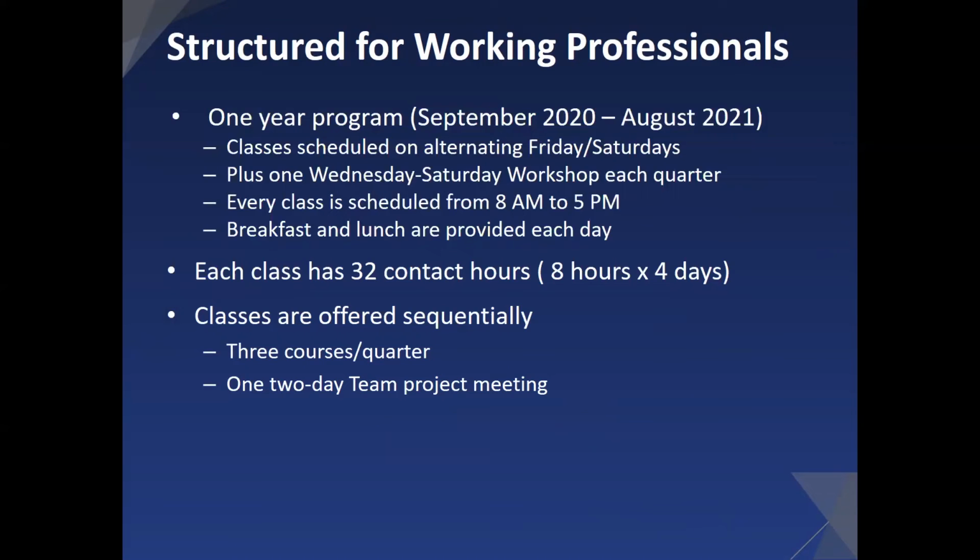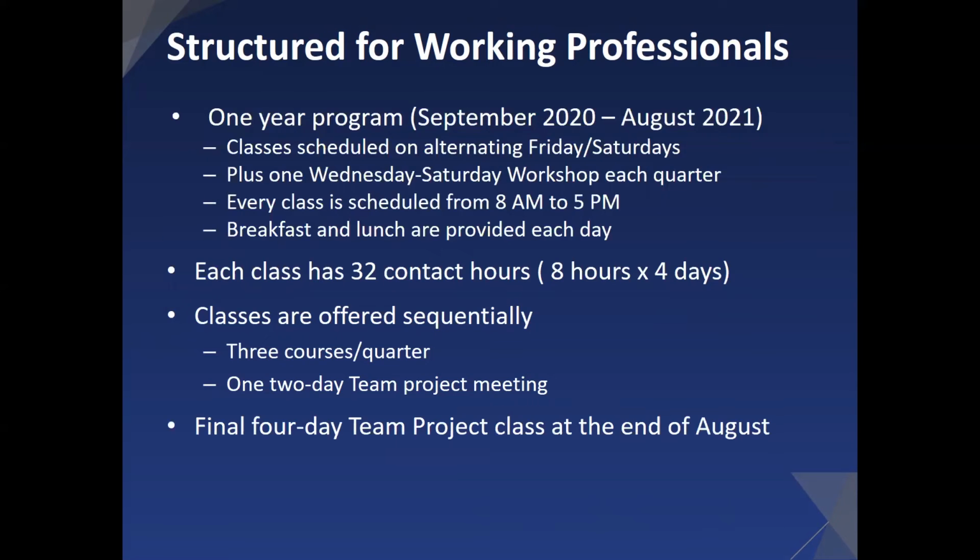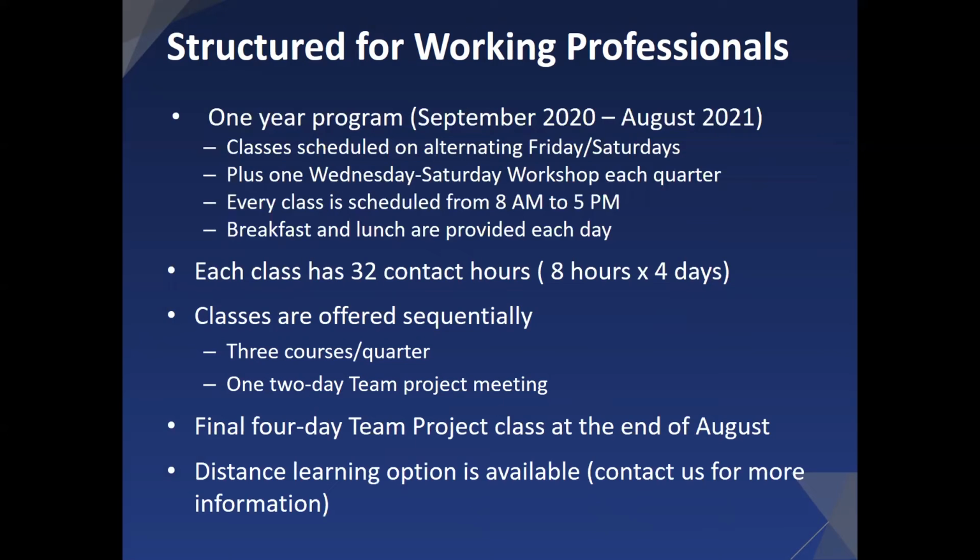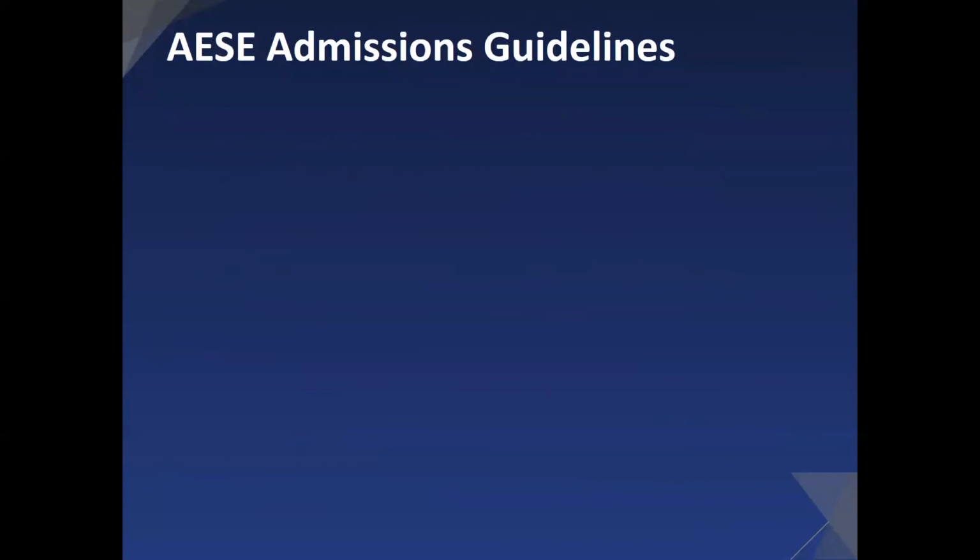What's unique about this one is that the classes are sequential, not concurrent. So you go to class, 2 class weekends, complete a class. 2 class weekends, complete a class. 2 class weekends, complete a class. And then there's a final 4-day team project class at the end of August. There is a distance learning option available. So if part of your team are not physically in San Diego, there's an opportunity for them to participate in the program. For more details, feel free to reach out and we can tell you more.